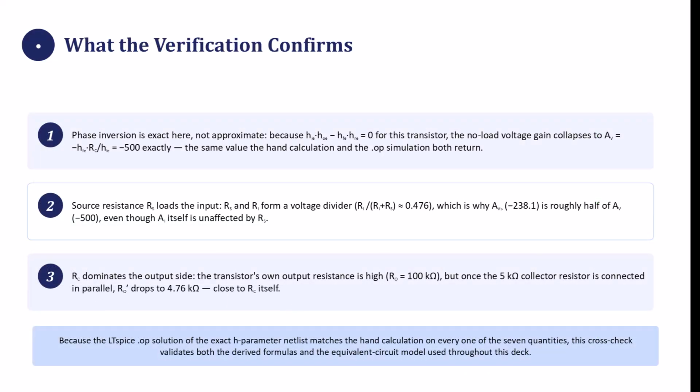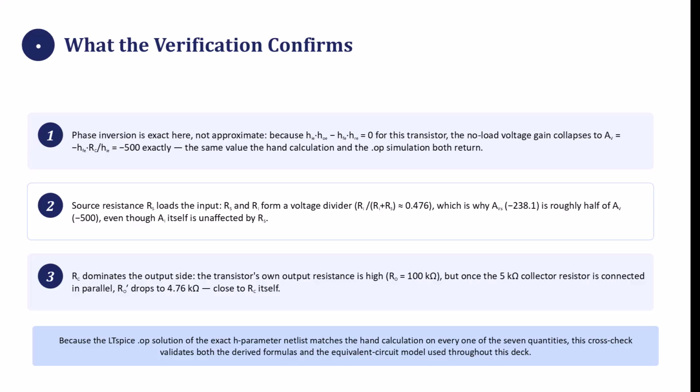So what does this verification actually tell us beyond just confirming arithmetic? First, the phase inversion here is exact, not approximate. For this particular transistor, hie times hoe minus hfe times hre happens to equal exactly 0. So the general voltage gain formula collapses neatly to Av equals minus hfe times Rc over hie, giving exactly minus 500, and that is precisely what both the hand calculation and the simulation return.